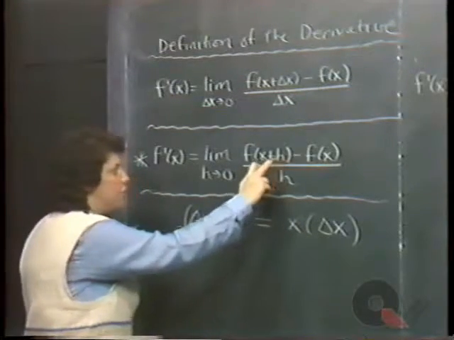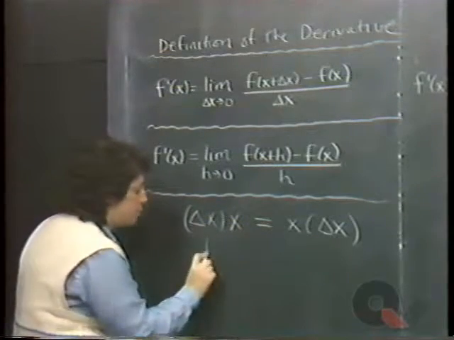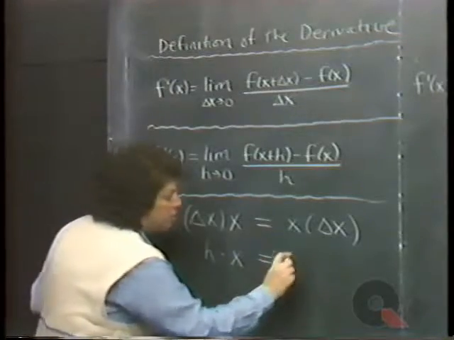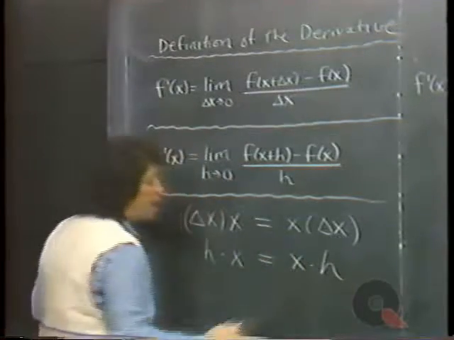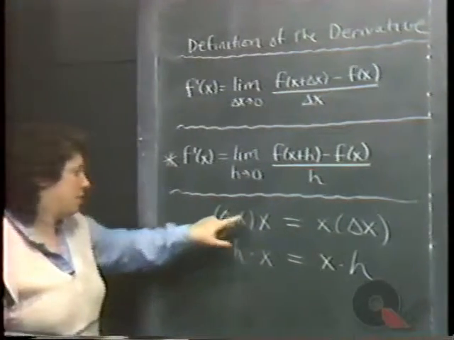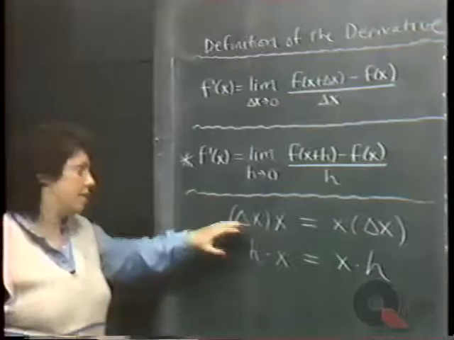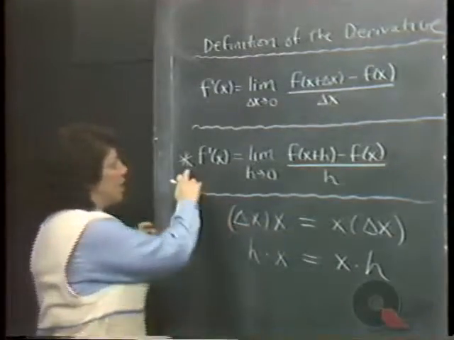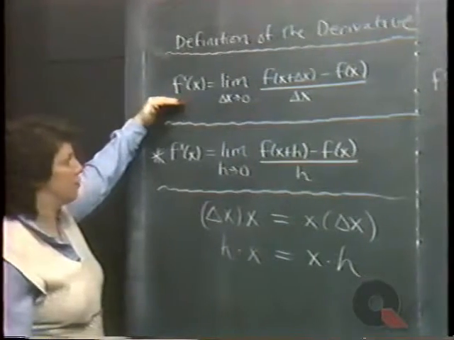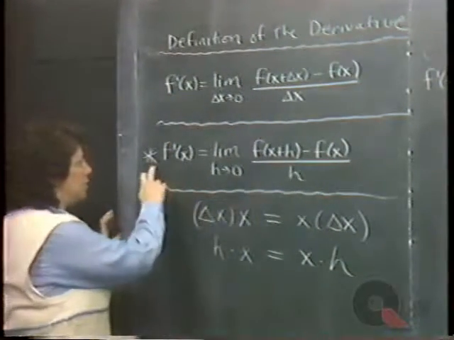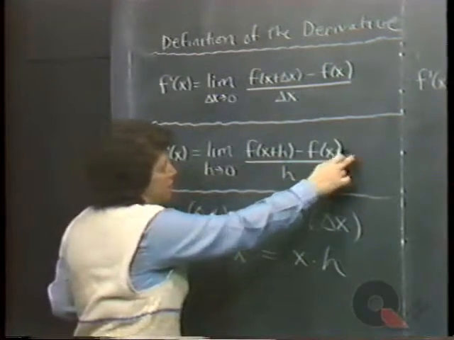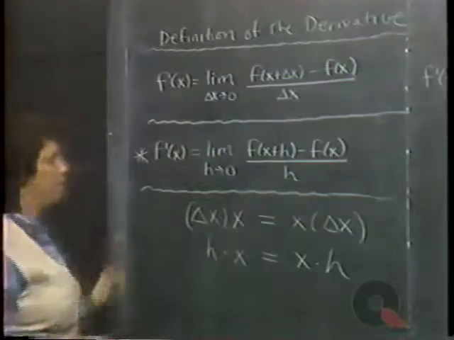It's a little easier if you're using h instead of delta x, because if you want h times x, you're not going to make any mistakes. Similarly, x times h. So I think it's a distinct advantage to use one letter to represent a variable rather than these two symbols taken together to represent a variable. So we're going to be using this form of the definition, although you would get the same answer if you use the delta x form. Okay? So we'll be using this form. f prime of x is the limit of f of x plus h minus f of x over h as h approaches 0.